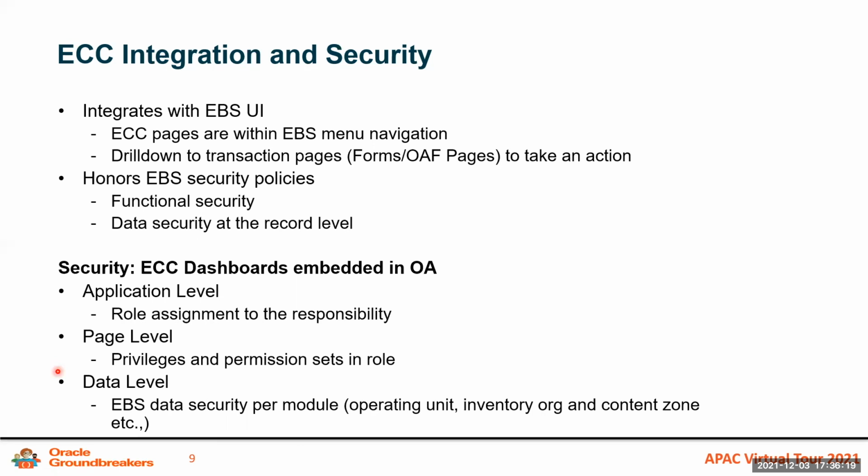First, we create the permission sets. Then permission sets are assigned to the role, then the role is assigned to the responsibility. That is the way the UMX security works. Then on top of that, you have the data security that is based on the multi-org access control.